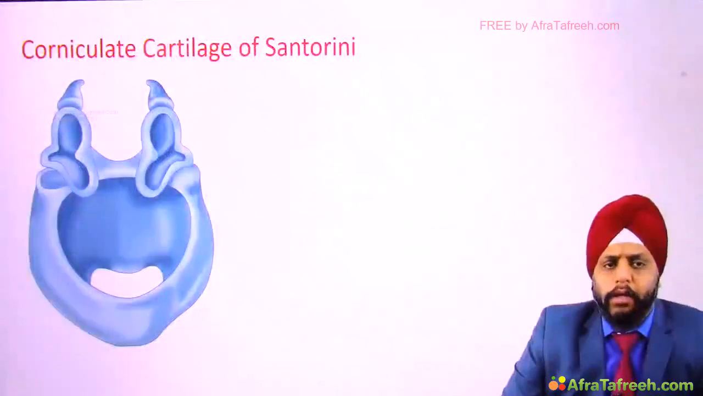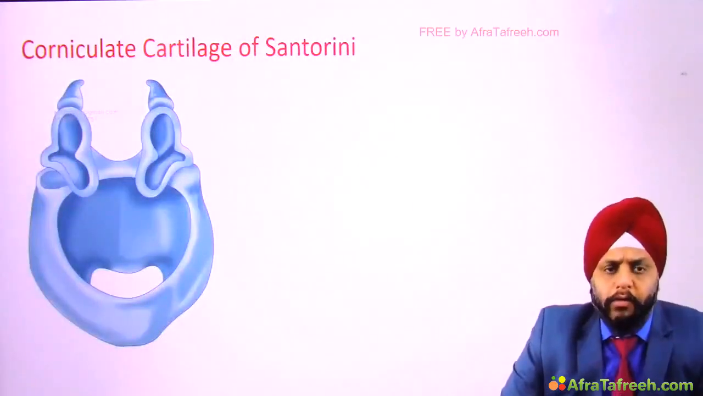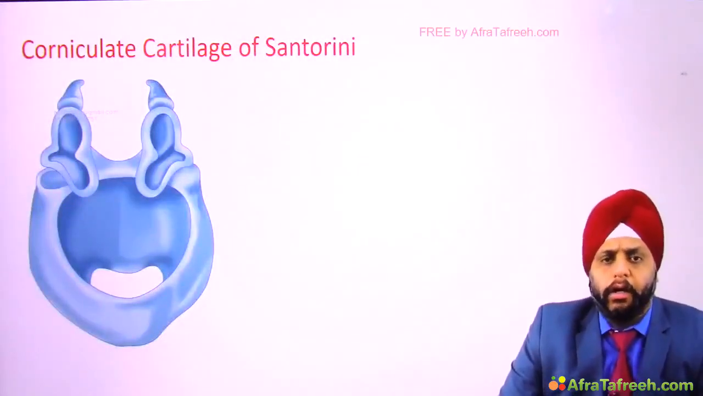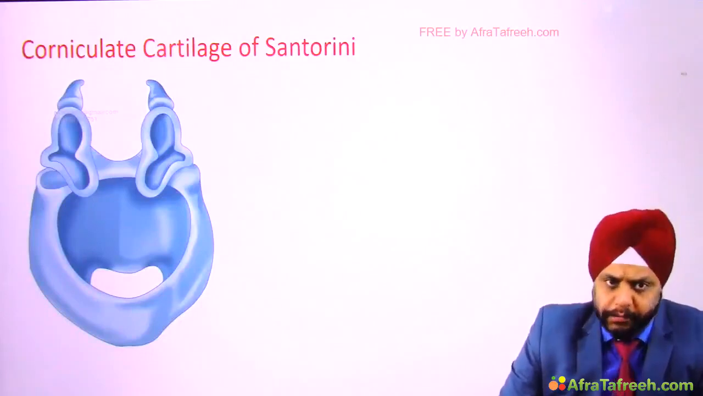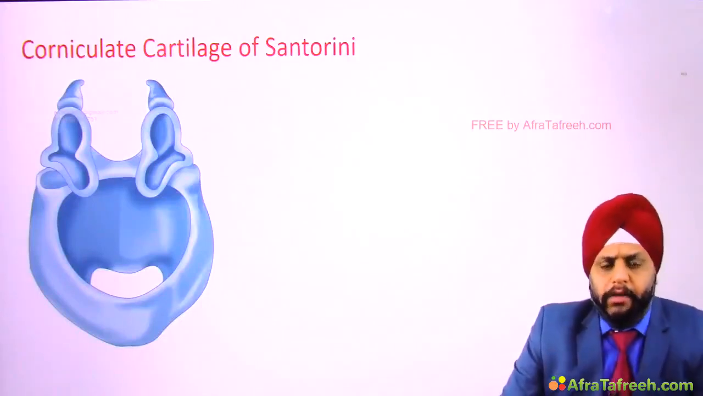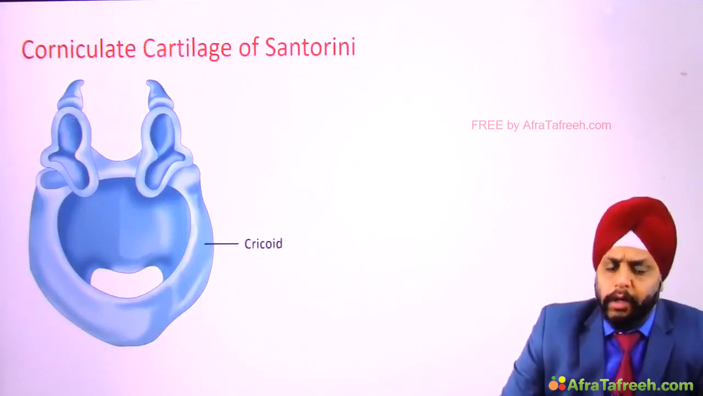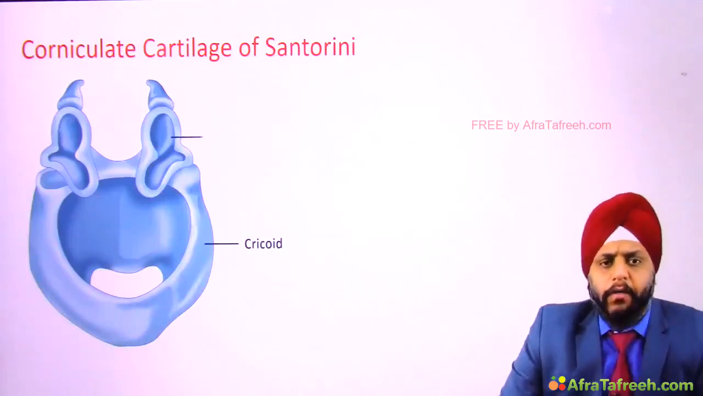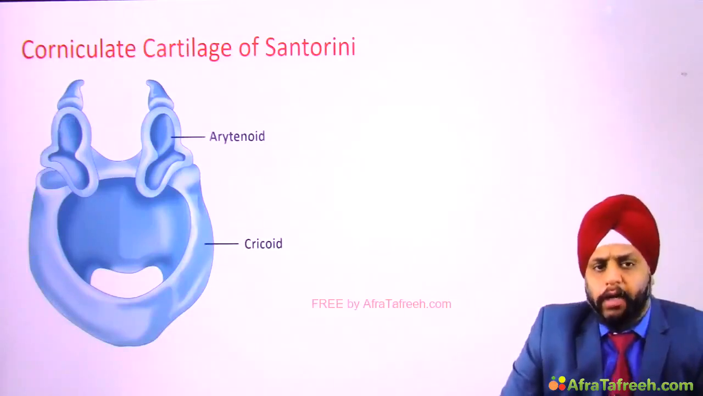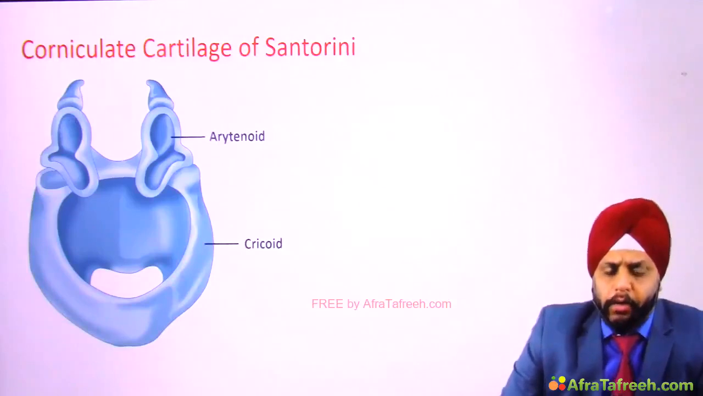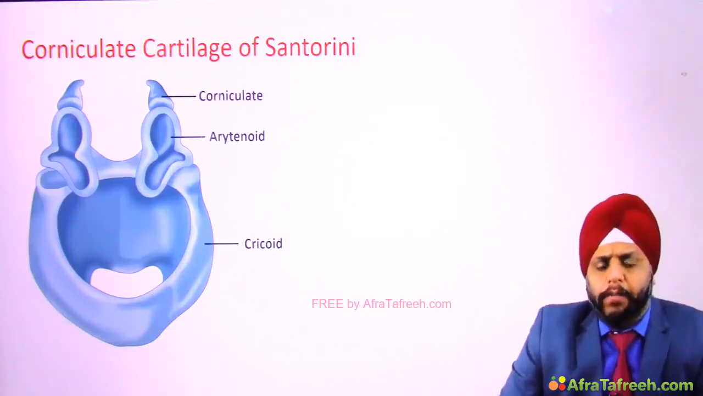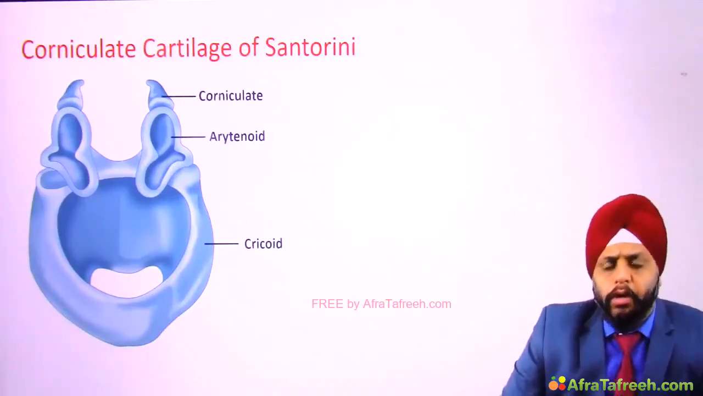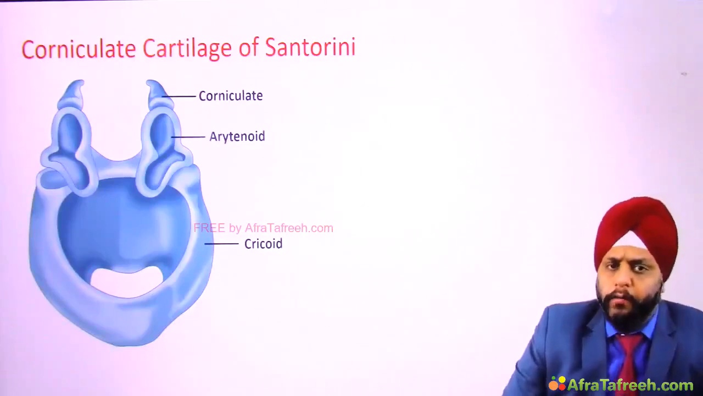Let's talk about the corniculate cartilage, also known as the corniculate cartilage of Santorini. Let's look at this diagram. We can see the cricoid cartilage. Above the cricoid cartilage there is a pair of arytenoid cartilages, and above the arytenoid cartilages we have a pair of small corniculate cartilages of Santorini.